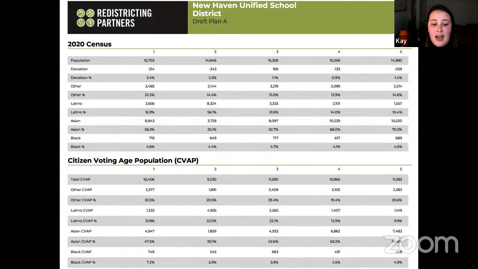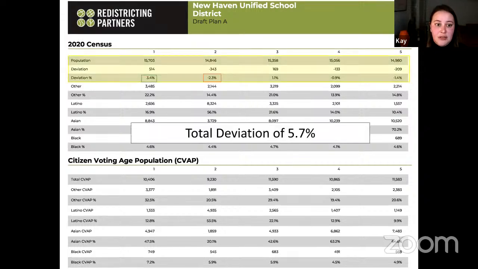And so here we have our draft Plan A data table. We have a much lower deviation than our current lines with a total deviation of 5.7%, so well under that 10% maximum.